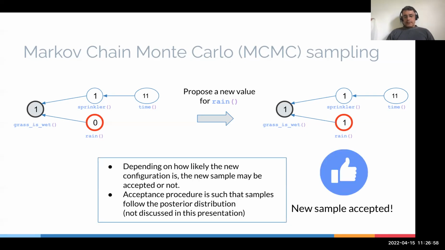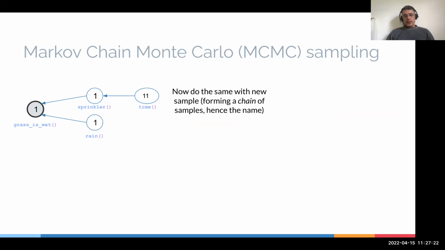So now we analyze that. That's a pretty likely configuration because the sprinkler is on, but it could have rained as well. There's a probability 0.2 that it rained, so it's fairly likely. So we accept that. Okay, that's a good sample. So now we have a different situation in which it had rained. So we generate that sample. Now we do the same thing from the current sample, so that we form a chain of samples, and that's why we call this a Markov chain. And we generate a new one.